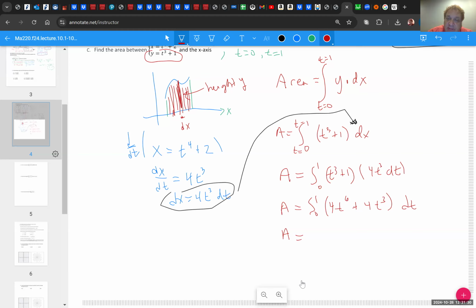So the integral of 4t to the 6th is 4 over 7 t to the 7th. And then I get t to the 4th over 4. So 4t to the 4th over 4, so I guess these 4s don't have to be here anymore. I get a plus c, but the c is going to go away. I just need to evaluate this at the t values of 0 and 1.